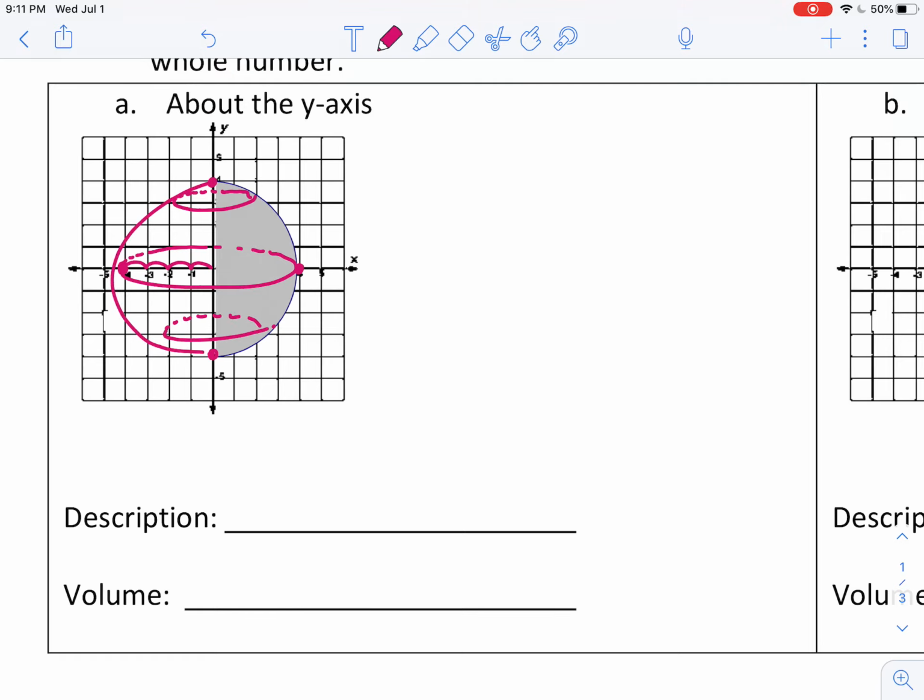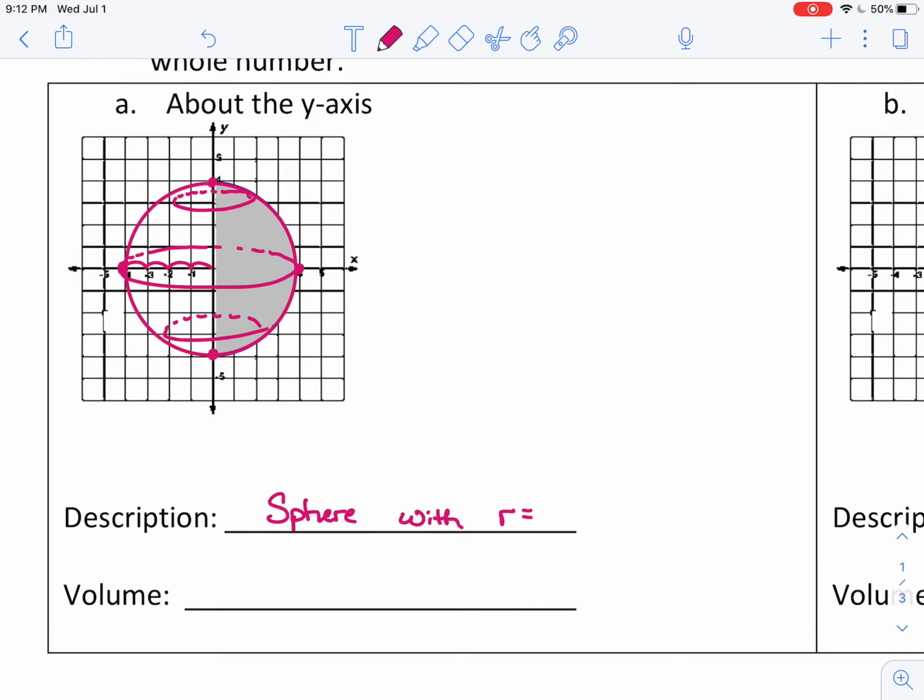You can kind of picture a poorly drawn, let's see if I can draw a better circle. It's supposed to be a sphere. So when you spin a semicircle, a lot of times you get a sphere, and I say a lot because the next example will kind of prove it wrong sometimes.